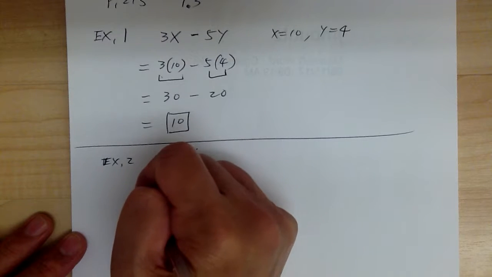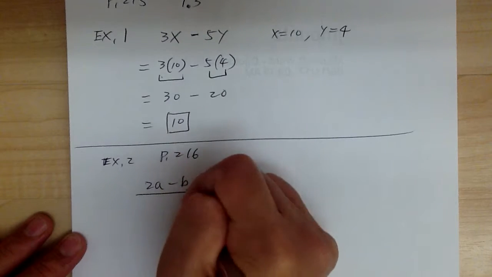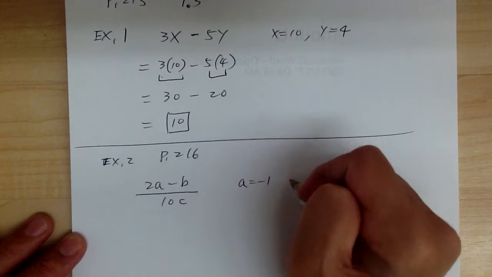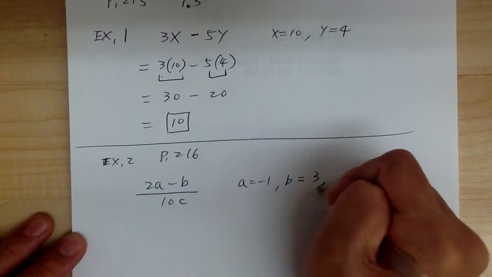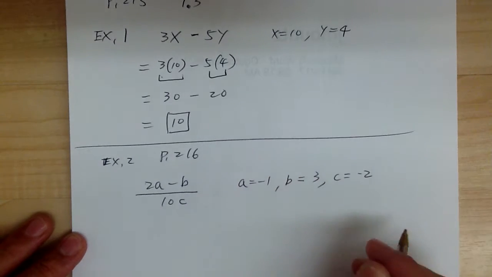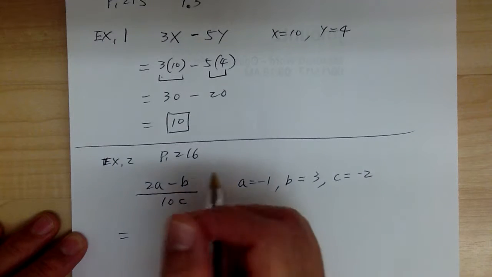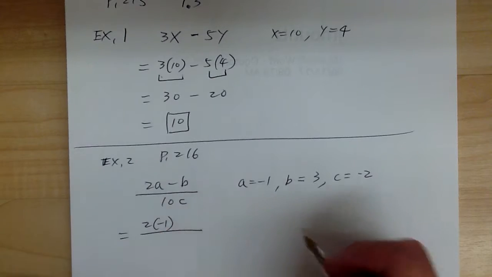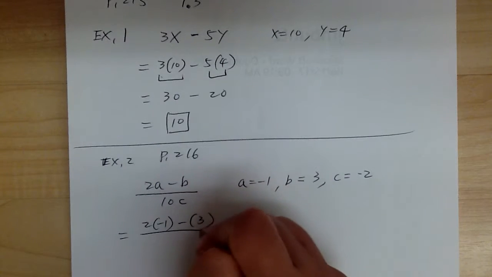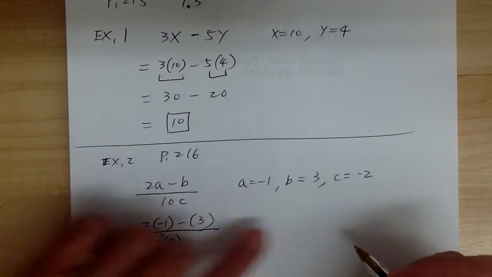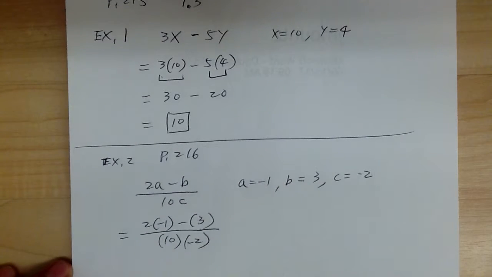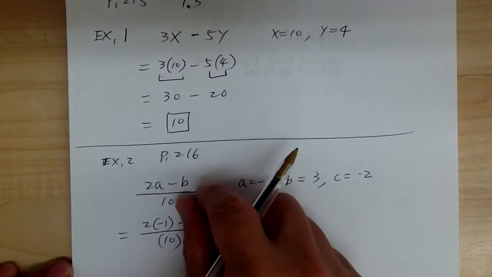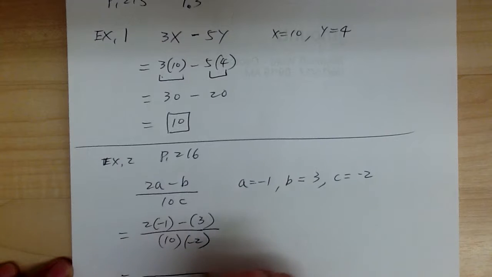So you're looking for the value of 2a minus b over 10c, and it tells you that a is equal to negative 1, b is equal to 3, and c is equal to negative 2. So step 1, let's substitute everything in here and make sure you put in parentheses. So this is 2 times negative 1, right? A is negative 1, minus b is 3, over 10 times c is negative 2. Okay? So now this is a grouping because you have more than one number. So you have the top group and you have the bottom group. So let's do each group individually.